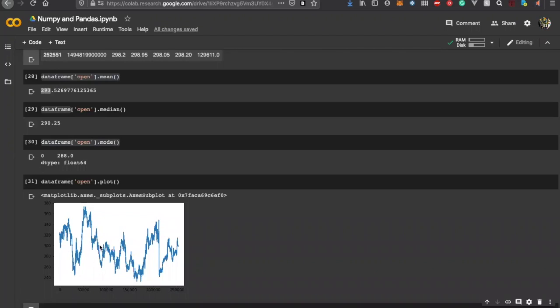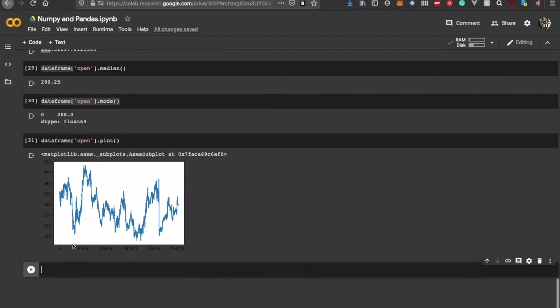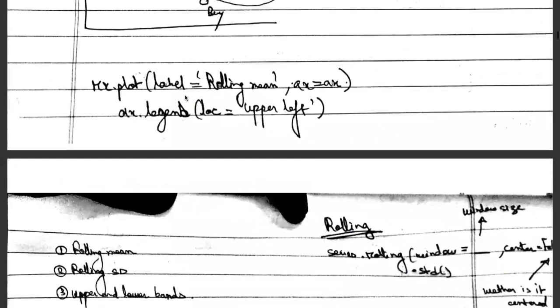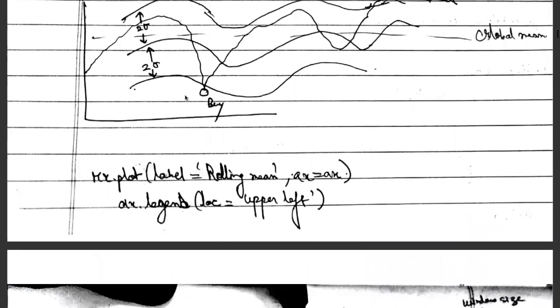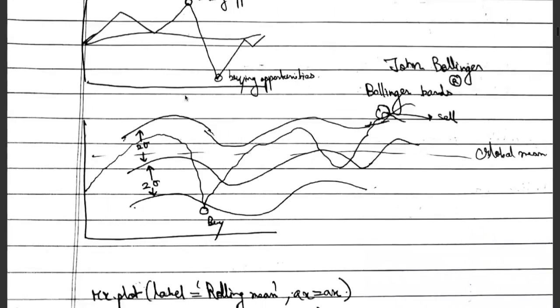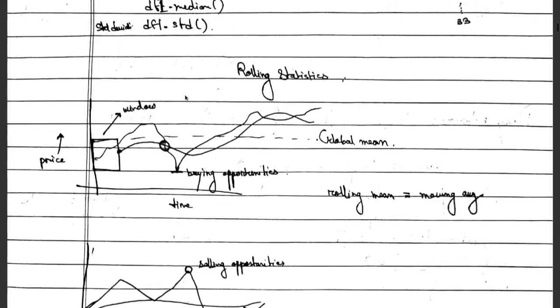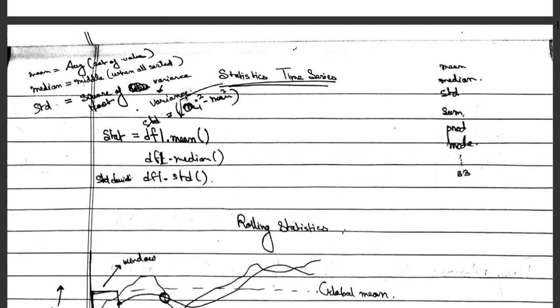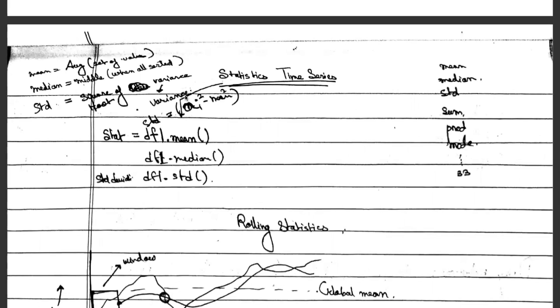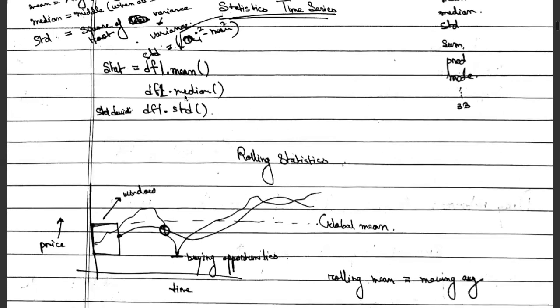The price variation is along this axis, and this is the time, I guess, or the number of values. So this is the price variation that's going on. You can easily plot a graph using that, and give it a label, rolling mean, error plot label. Okay, what is it doing? Once again, let me check. Average, middle, mean, standard deviation. That's fine. Rolling mean, moving average, rolling mean, label, error plot, legends.